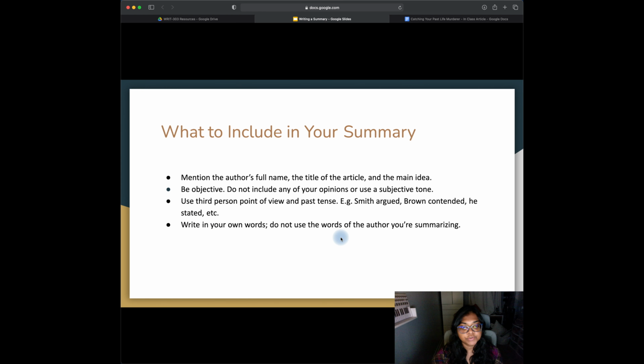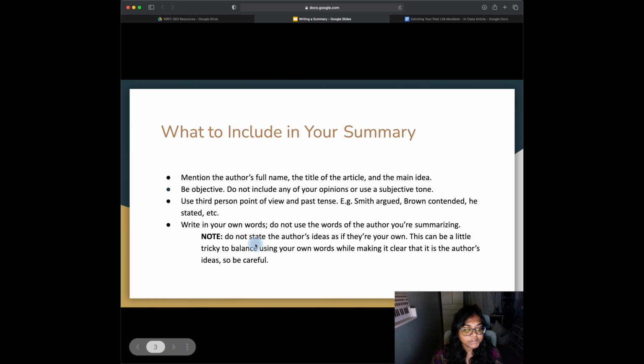You're also going to write in your own words, so do not use the words of the author you are summarizing. Again, writing a brief summary of each paragraph or section next to that section will be super helpful in using your own words instead of the author's words, because you can just review your summary of each paragraph. Please note, do not state the author's ideas as if they're your own. This can be a little tricky to balance, your own words while making it clear that it's the author's ideas, so be careful.